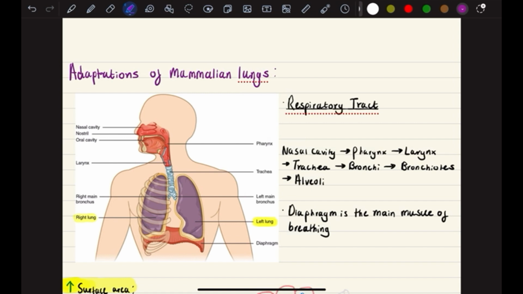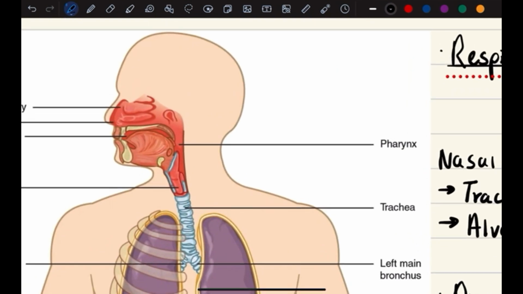Before we even get into that, I want to just talk about the respiratory tract. Guys, honestly, if this comes up, it's an easy mark. I want to make sure that you get this, yeah? You just need to know the pathway which air is going to flow through. So air normally enters through the nose, nasal cavity, and it's going to go down to the pharynx, into your larynx. The larynx is this bit here, yeah?